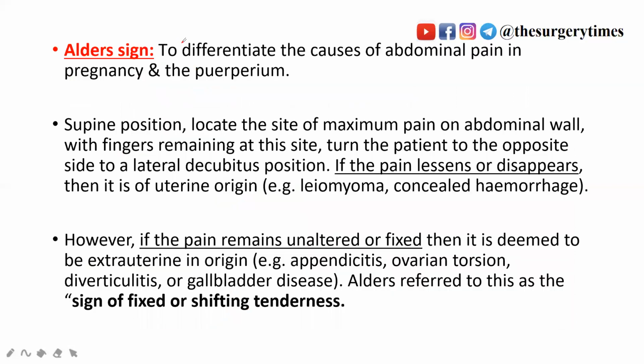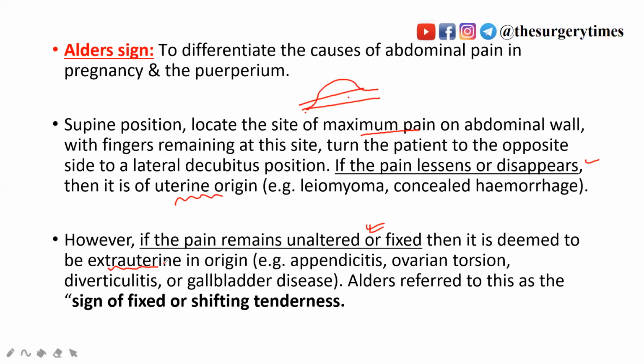Next is Alder sign. It is basically to differentiate whether the pain is of uterine origin or extrauterine origin. Simple: a pregnant lady in supine position. Now palpate the abdomen. At the point of maximum pain, just turn the patient to the opposite side. If the pain lessens or disappears, it indicates uterine origin. If the pain still remains fixed or unaltered in the same place, then it is of extrauterine origin, because the uterus has already shifted to the opposite side.